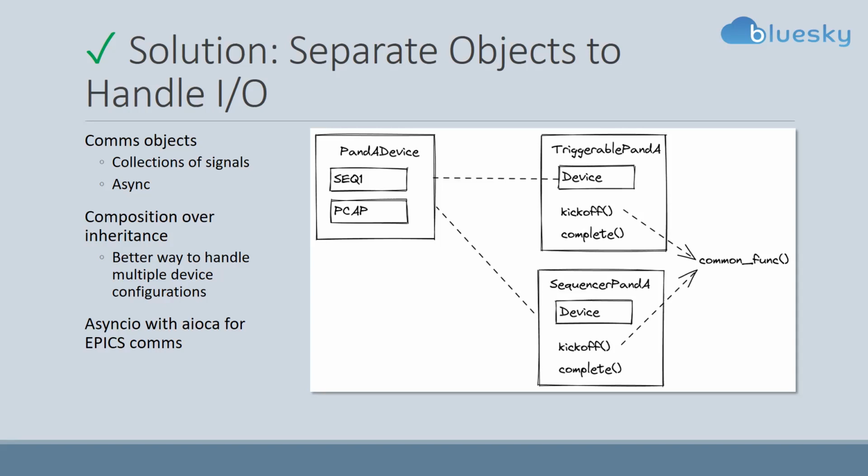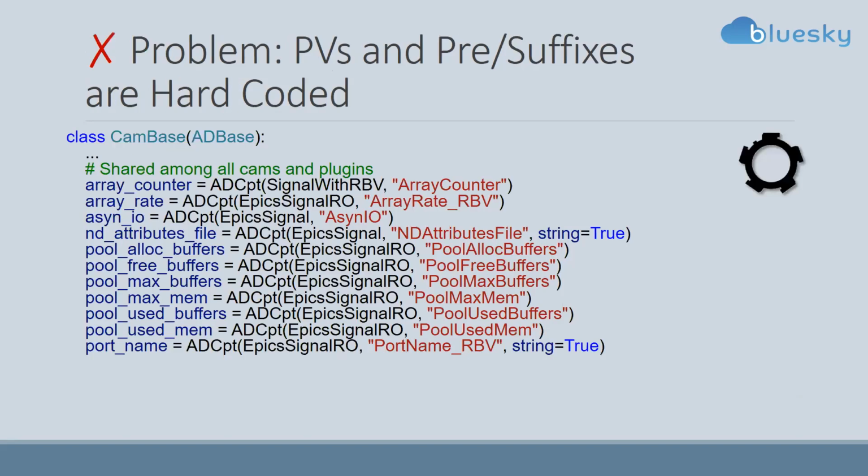We also took the opportunity to adopt async I/O with the Diamond developed library IOCA for talking to epics in hopes of performance gains, which so far seems promising.